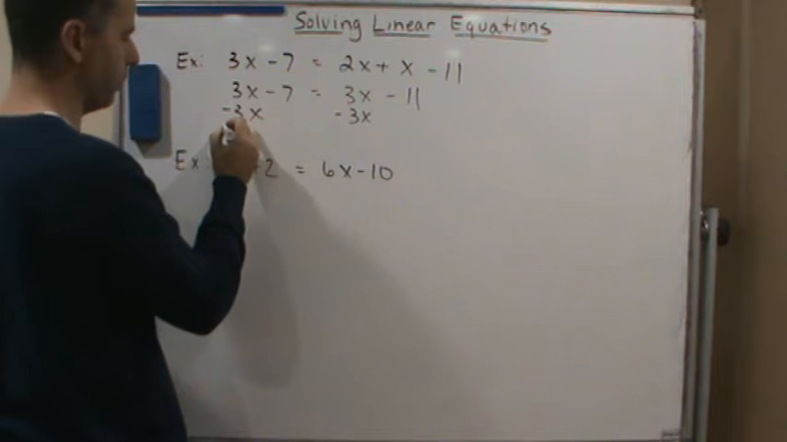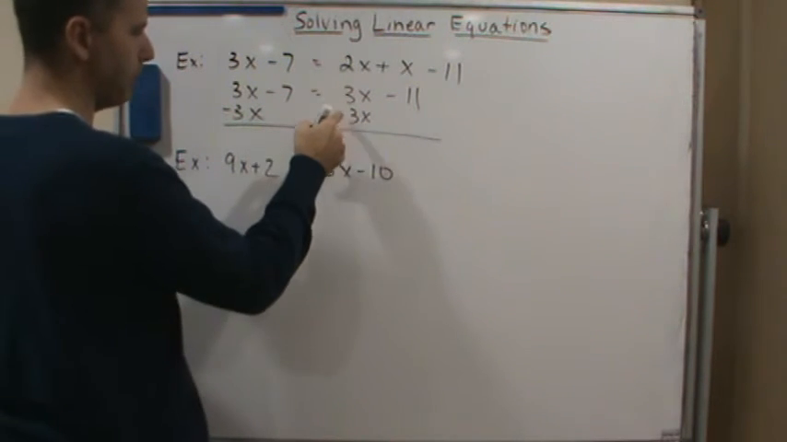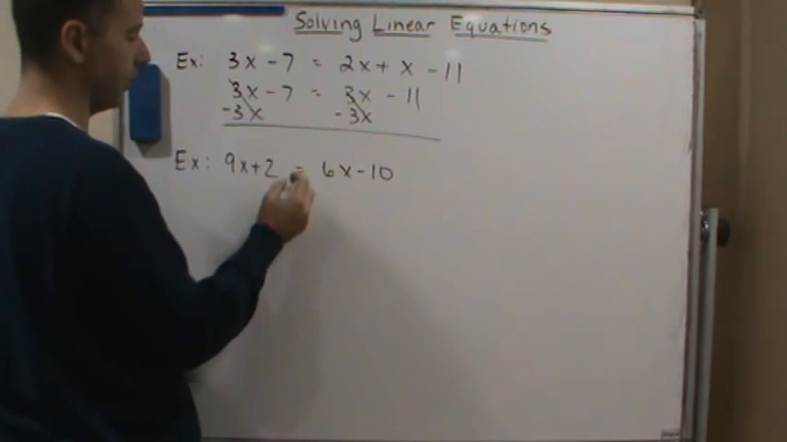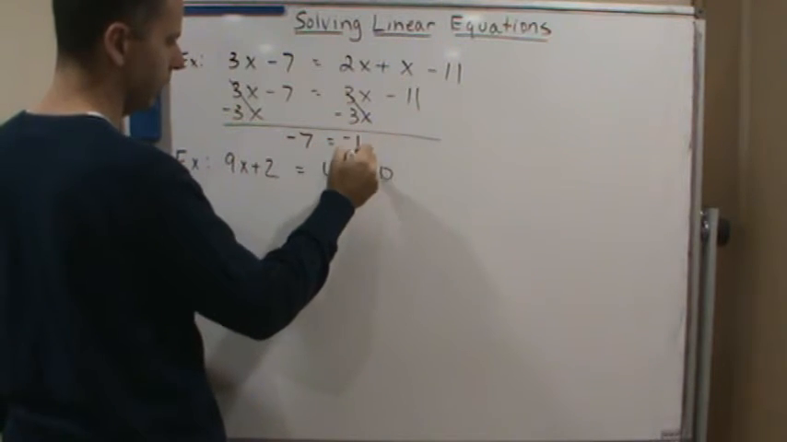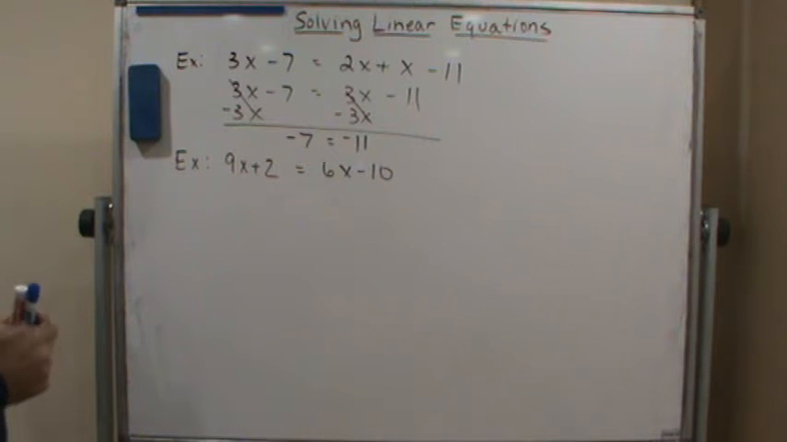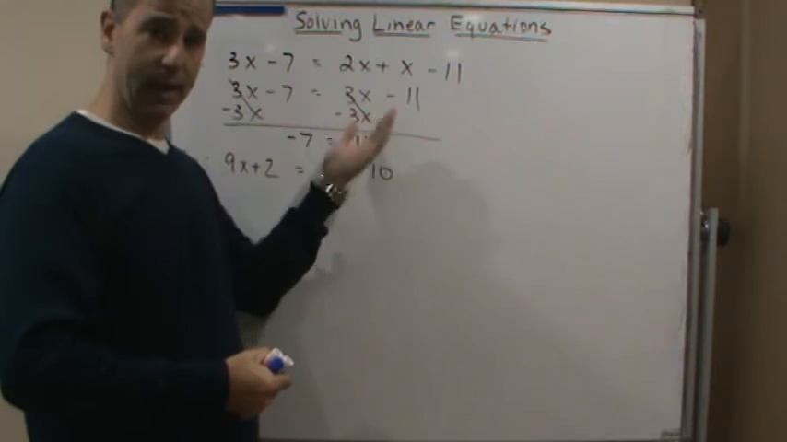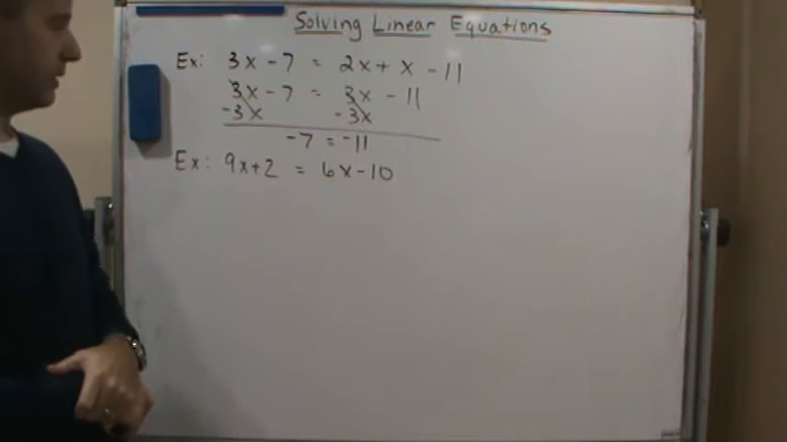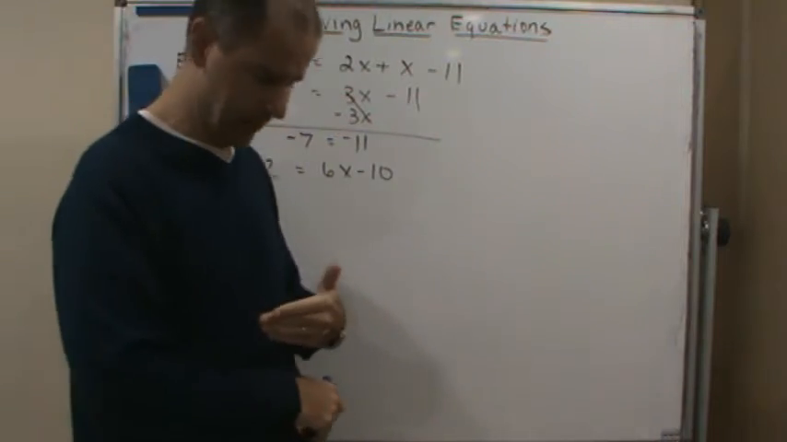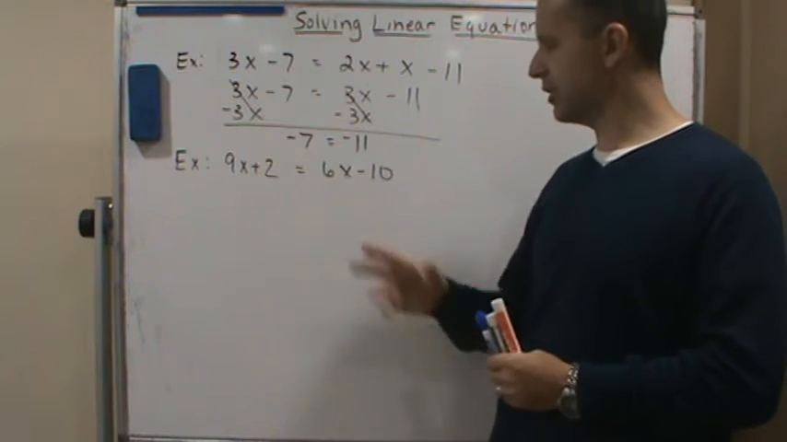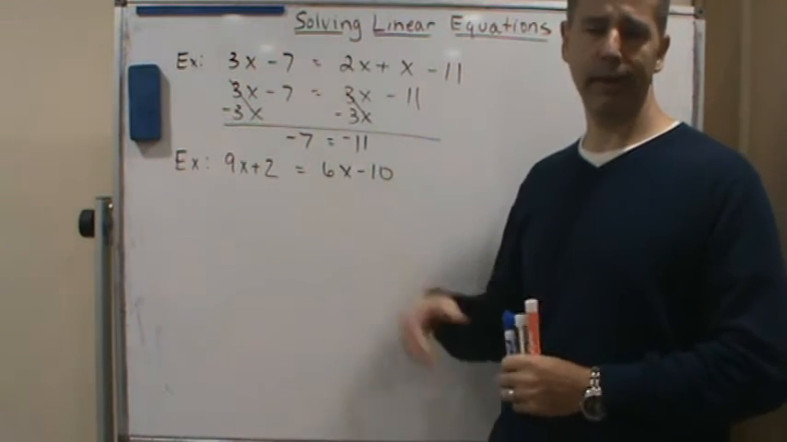And as you probably already noticed, what's going to happen? Well, 3x minus 3x is 0, and what do you get? You get negative 7 equals negative 11, which is a false statement. Okay? It's never true, right? So what does this mean? X dropped out. X is gone, and all you're left with is a false statement. This means, very similar to an identity, it doesn't matter what x is. What this means is that there's no value of x that will ever make this true.